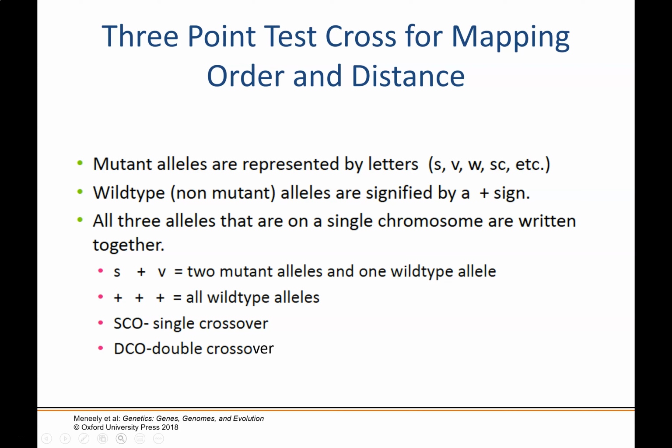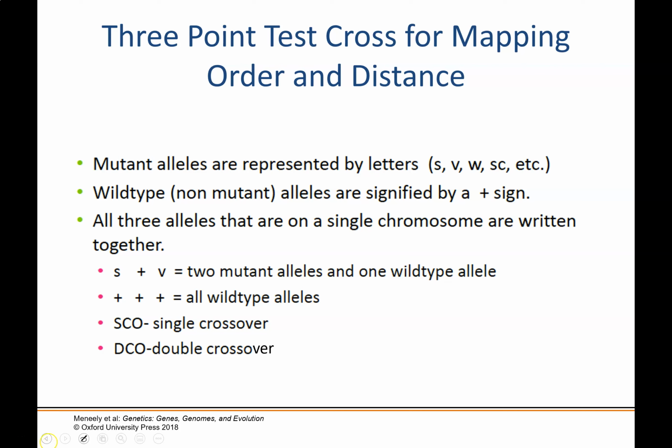So the 3-point test cross tells us the order of the genes and the distance between each pair, taking into account the double crossovers. If we don't take into account the double crossovers, we actually underestimate the distance between those genes. So it gives us a little bit more accurate distance than the 2-point test cross. Now both of these use 3 genes with 2 alleles each, so don't get them totally confused. If you are given the double crossovers, you need to take those into account.